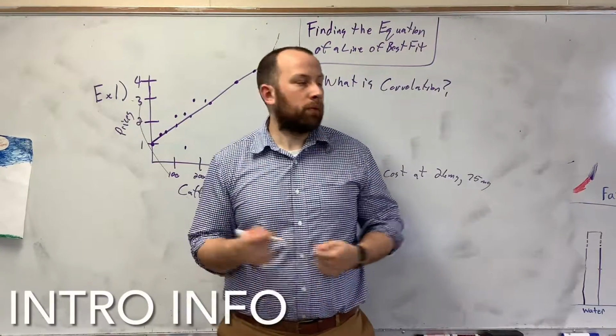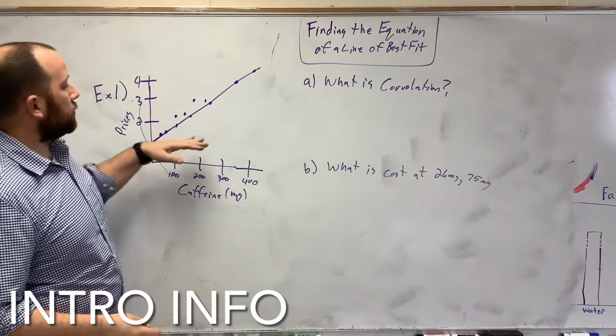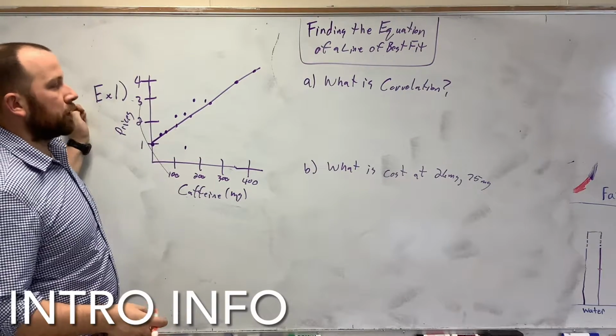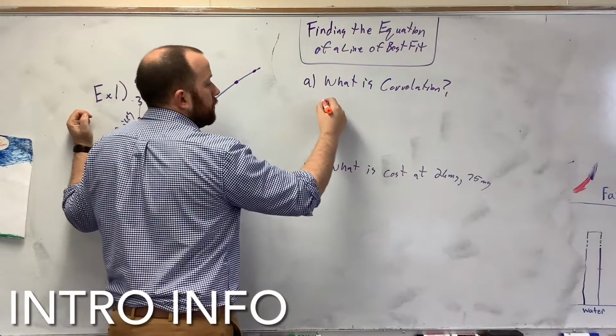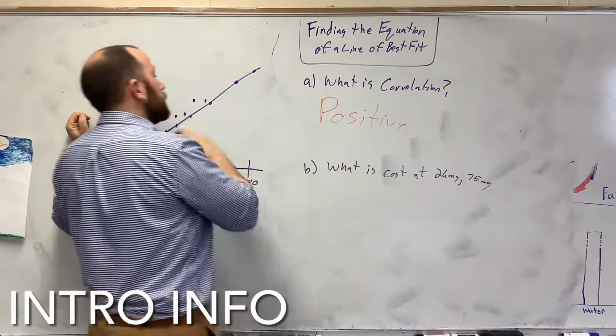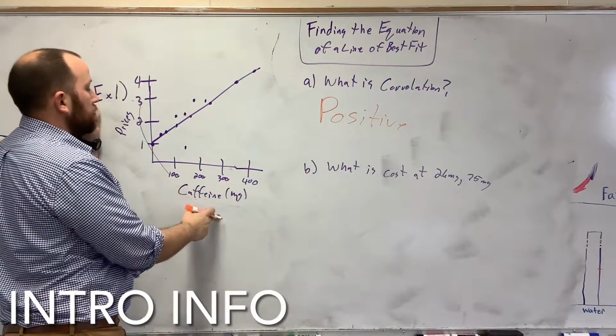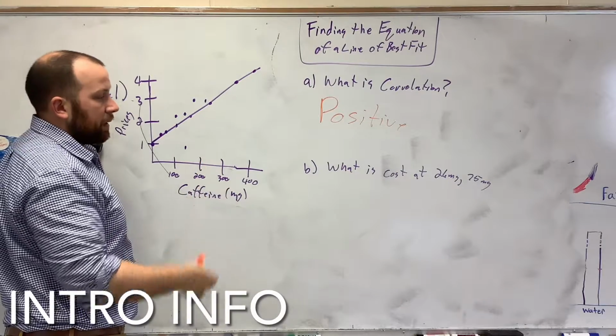Alright, example number 1. So here we have a scatter plot with a line of best fit that's going through it. So the first question is, what is the correlation here? Well, it's a positive correlation. It's going up as the caffeine increases, the price increases. When they both increase like that, it's a positive.